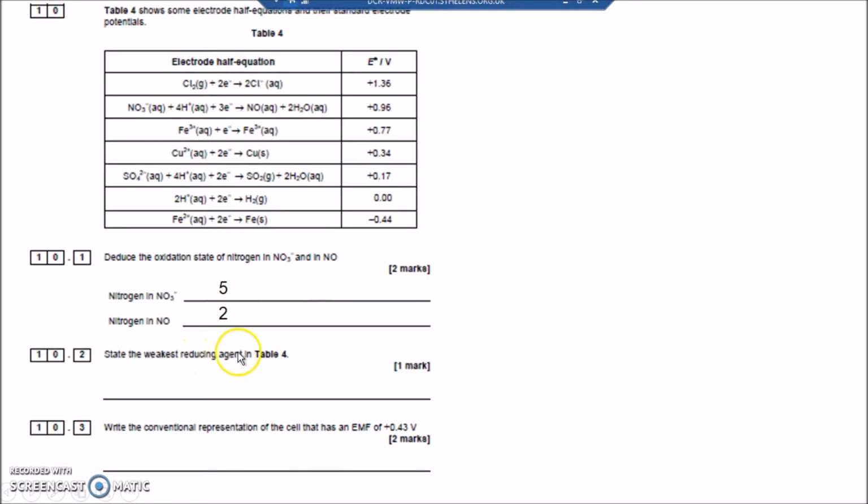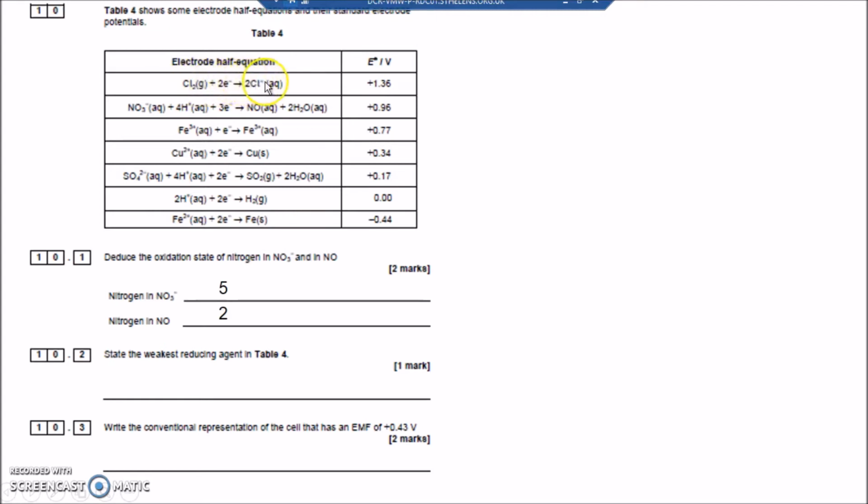State the weakest reducing agent in the table. So the weakest reducing agent is going to be Cl-. The reason is, let's have a look, this equation is going to go ahead. It's got a huge +1.36 electrode potential. So this means that the Cl2 plus 2 electrons is going to form Cl-. It's definitely going to go ahead. Gain of electrons, OIL RIG: oxidation is loss, reduction is gain. So the Cl2 is gaining electrons, the Cl2 is being reduced.